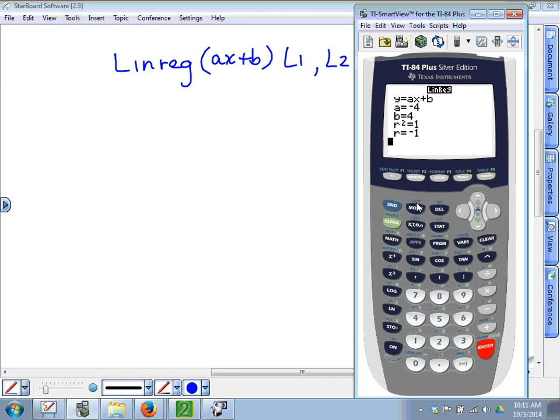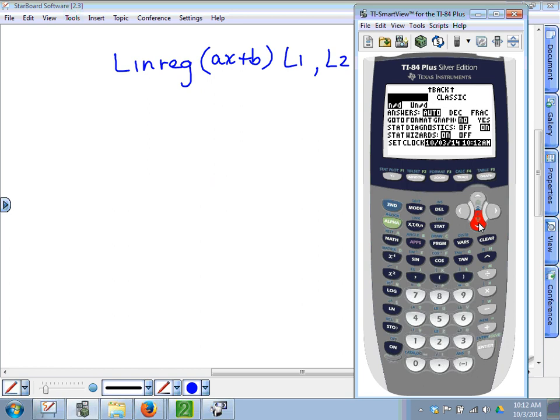This is kind of hard to explain. Who has the new operating system? The screen looks kind of like mine. Okay, here's how you turn on the function to find r's. Hit mode and scroll down to the next page. If you have the new operating system, does your screen look like this? You see where it says Stat Diagnostics? Those need to be turned on.